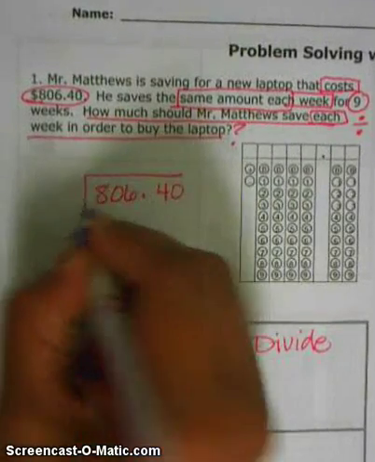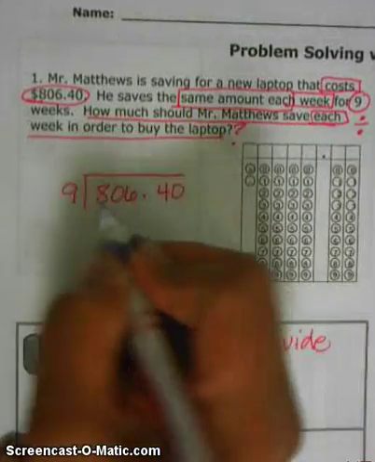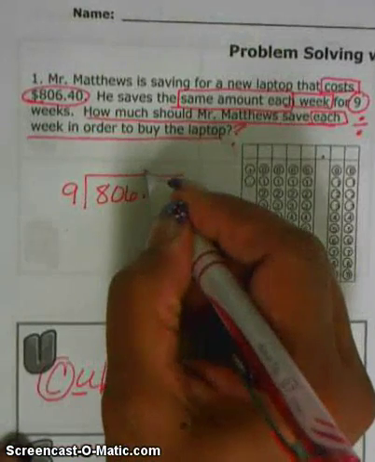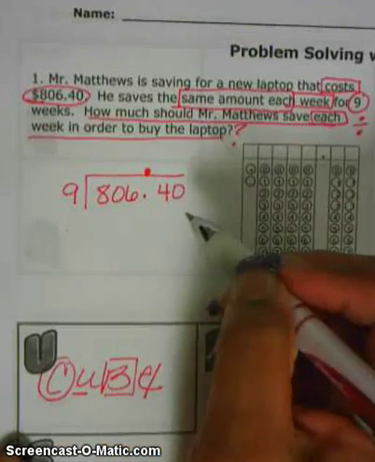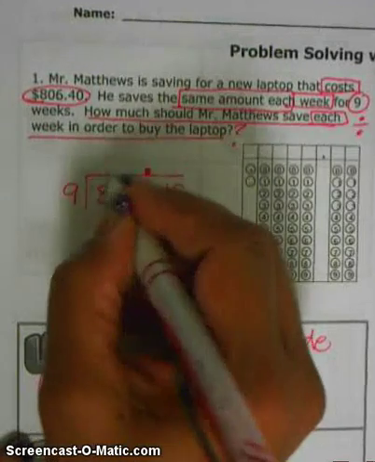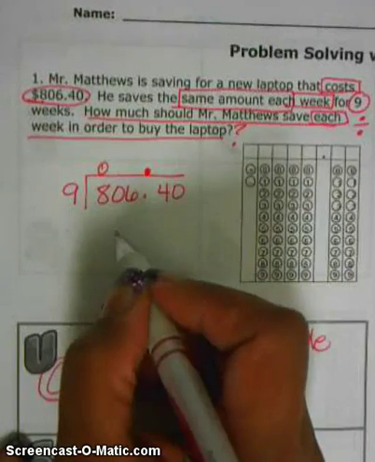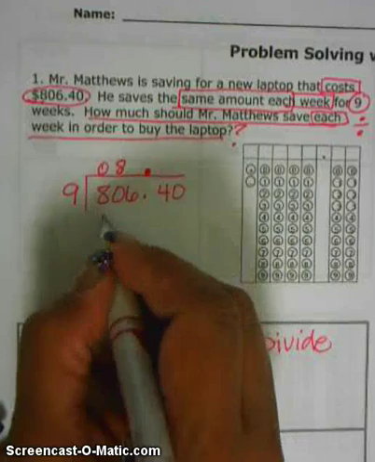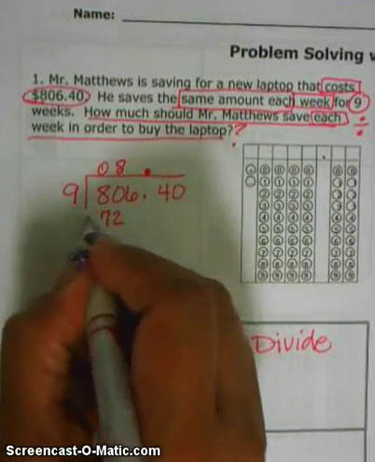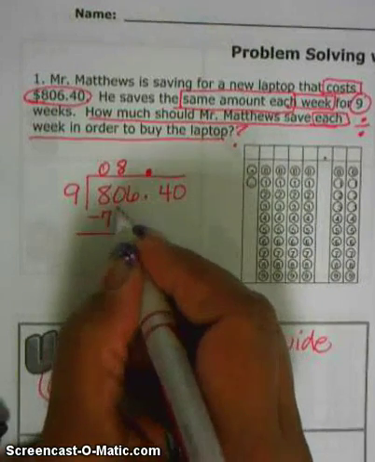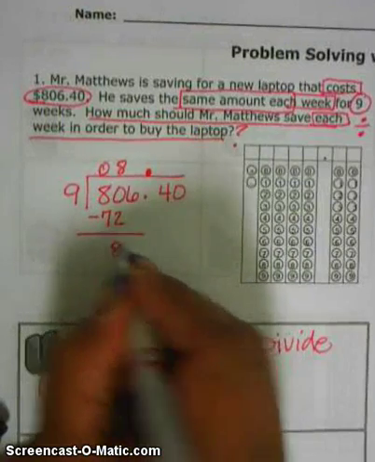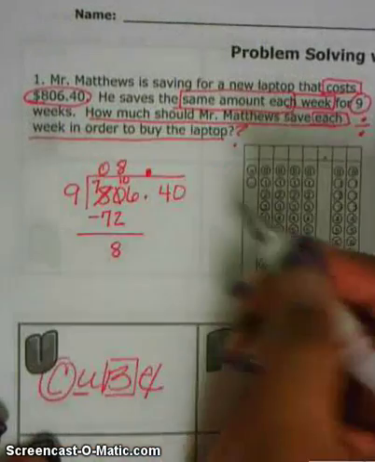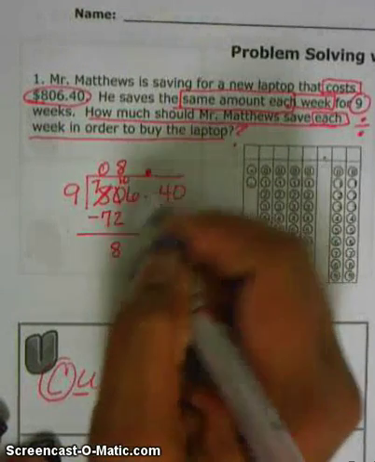$806.40 is the total for the laptop, and I'm going to divide it by 9. There is a whole number in my divisor, and so I'm going to just put my decimal into the quotient, exactly where it is. 9 does not go into 8. 9 will go into 80 8 times. 8 times 9 is 72. When I subtract 72 from 80, I'm going to get 8. I can't take 2 from 0, so I'm going to make that a 10, and I'm going to regroup this 8 to a 7. 10 minus 2 is 8.